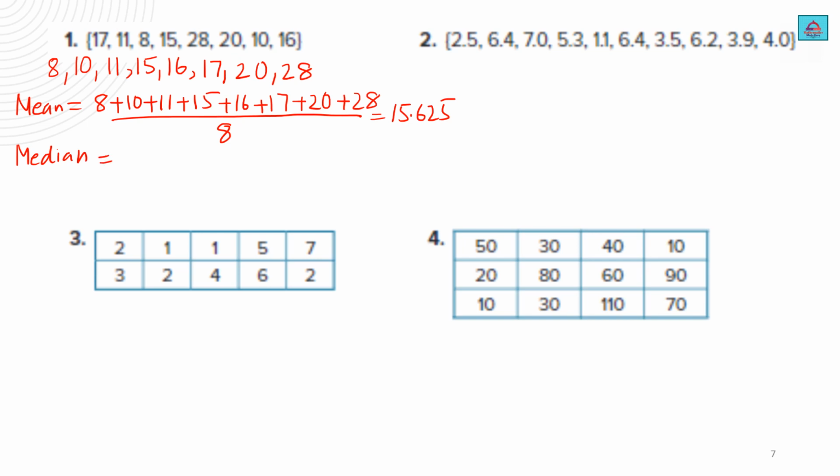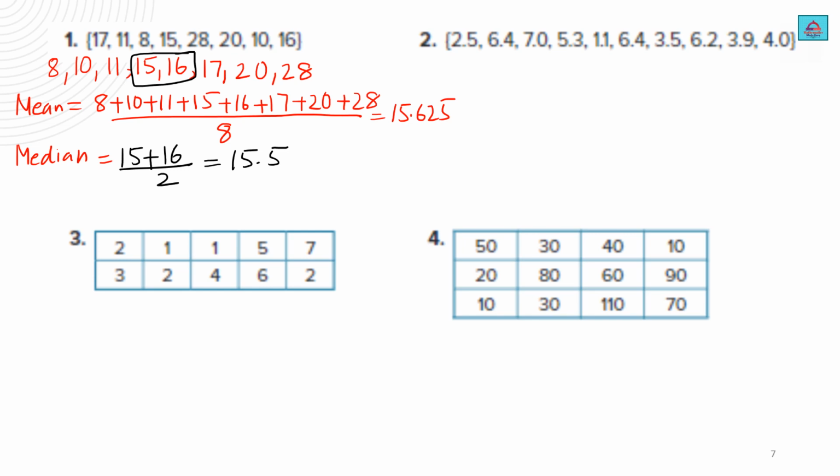Then we find the median. Now, if you look at the median, there are two medians actually: 1, 2, 3, 4, 1, 2, 3, 4, 8 even numbers. So the median is going to be in the middle. That means it is between 15 and 16. So I take 15 and 16, add them and divide by 2. I take the average, so it gives me the median as 15.5.